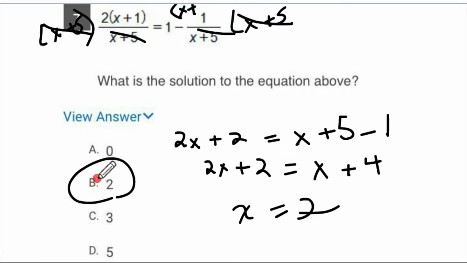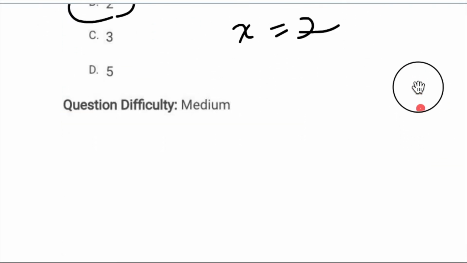So if you were plugging in answers, you would have only had to get down to B to show that it's going to be the same on both sides. So that's just an option for you if you don't want to do the equation solving. Or if you want to double check, you could substitute it back in.